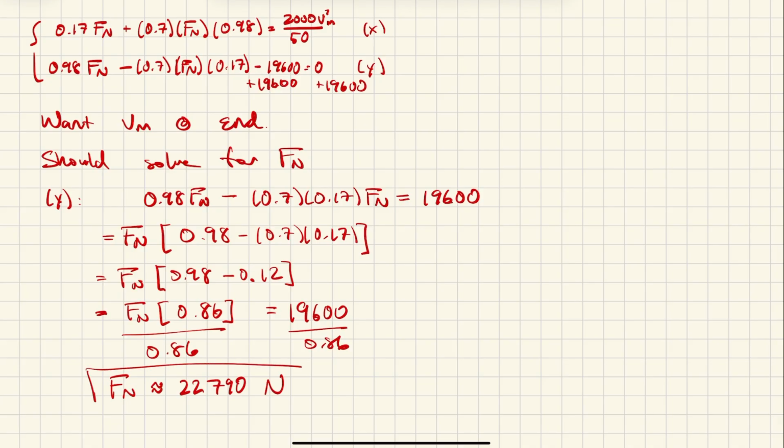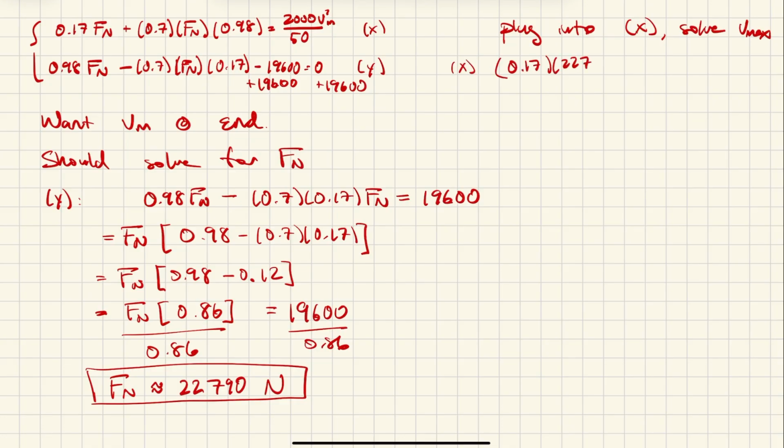Okay, so we have now found the normal force, and we can plug this into our x equation to solve for Vmax. Okay, so after substituting this in, I'm going to come up with an x equation that looks like 0.17 times 22790 plus, and then if I combine these terms, let's write it out fully, 0.7 times 0.98 times 22790 is equal to the right-hand side, 2000 Vmax squared over 50.